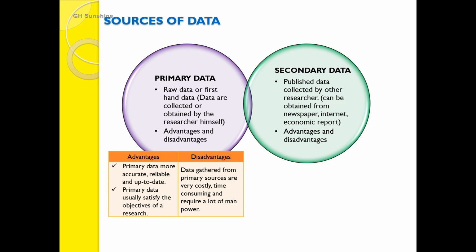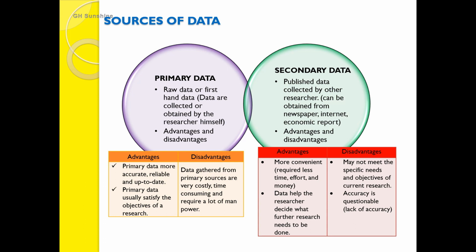Meanwhile, second source of data, secondary data. So secondary data means that published data collected by other researchers. For example, we can obtain the secondary data from newspaper, internet, or economic report. So why we as a researcher prefer to use secondary data? For sure, required less time, less effort, and also less cost. And also, the secondary data may help the researcher to decide what further research needs to be done.